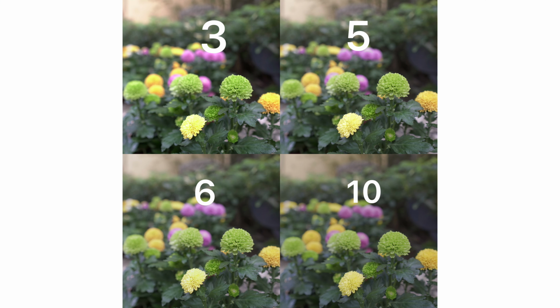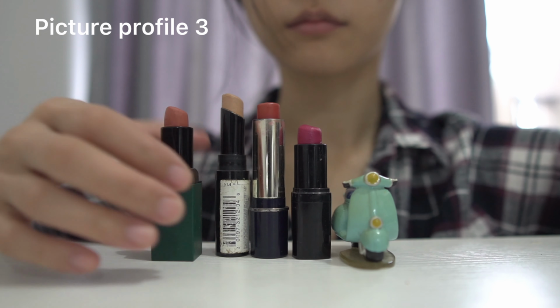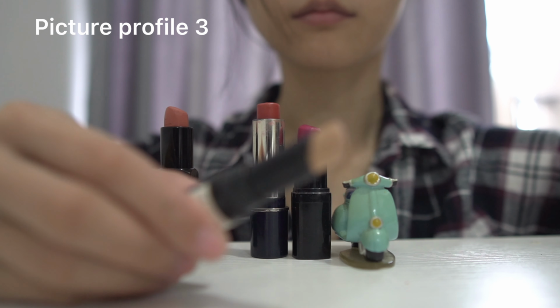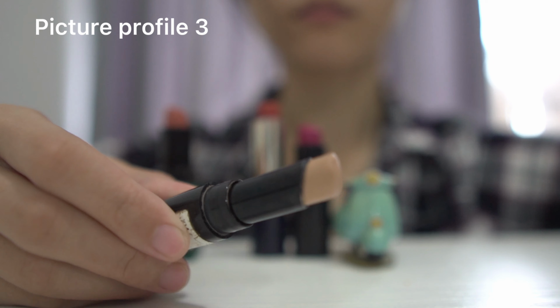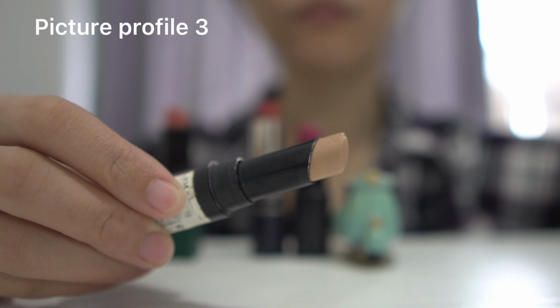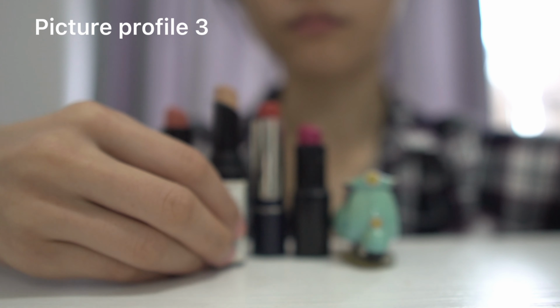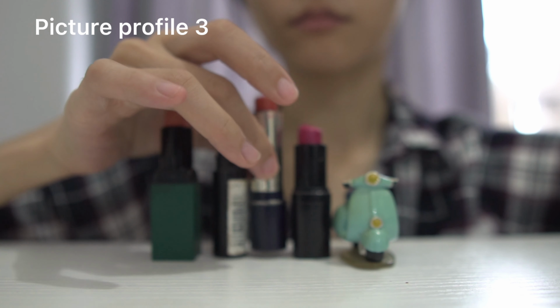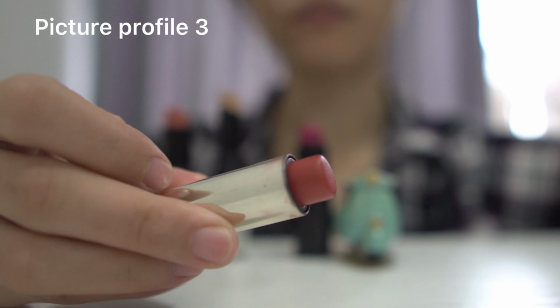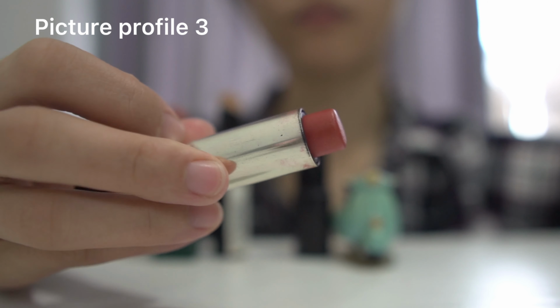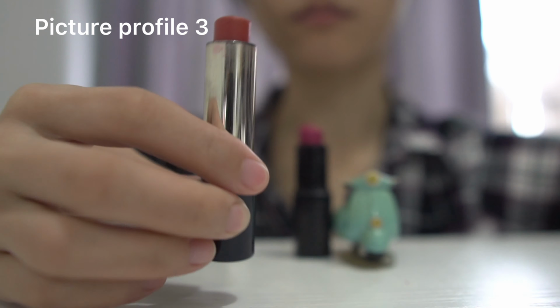And finally, the ones that I like the most are picture profile 3, 5, 6, and 10. I find them just a little bit desaturated, which is, to me, more cinematic, and I can color grade a little bit if I want, but if I just leave them there and not do anything about it, then it looks also fine. Especially for the skin tone.